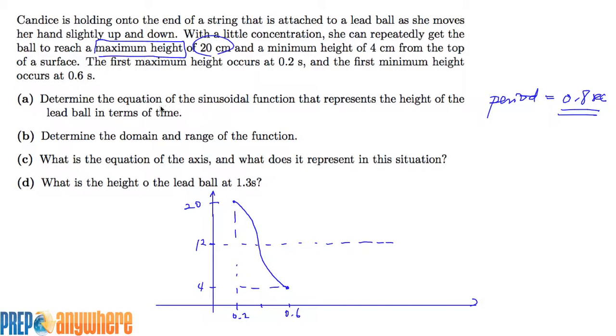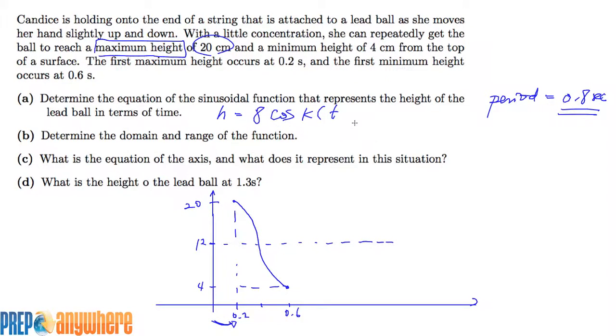Okay, so to determine the equation of the sinusoidal function that represents this, let's say we're dealing with a cosine function. The amplitude is clearly 8, cosine with a period change and a shift. Okay, and the shift is 0.2. Okay, plus the vertical shift is 12.